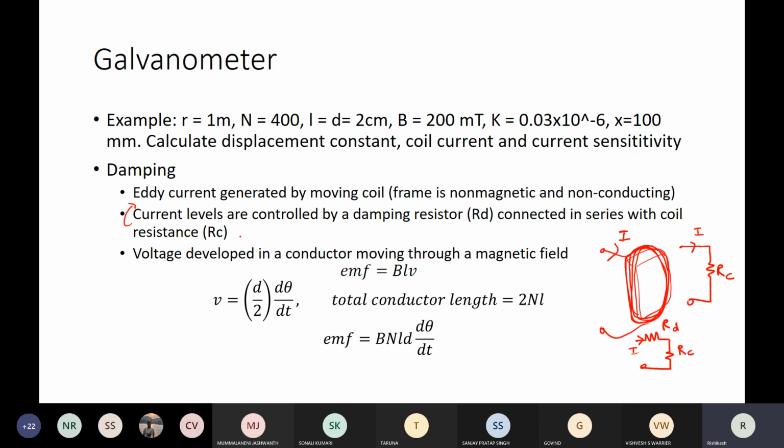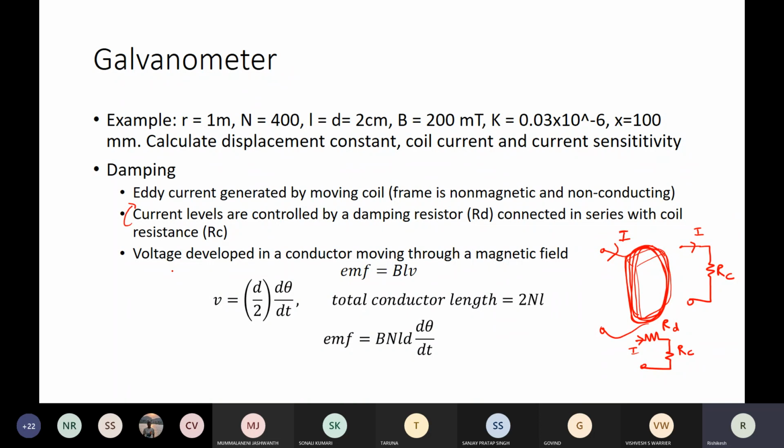the damping force. If you remember our discussion on the PMMC, there is deflecting torque, there is controlling torque, and damping torque, right? These will be there along with the deflecting torque. Once the system comes to a halt or to the equilibrium position, damping force will not be present. It will only be present when there is a movement of the coil, right?